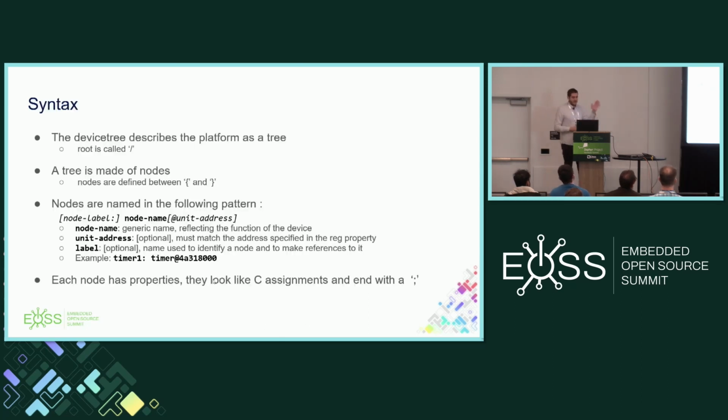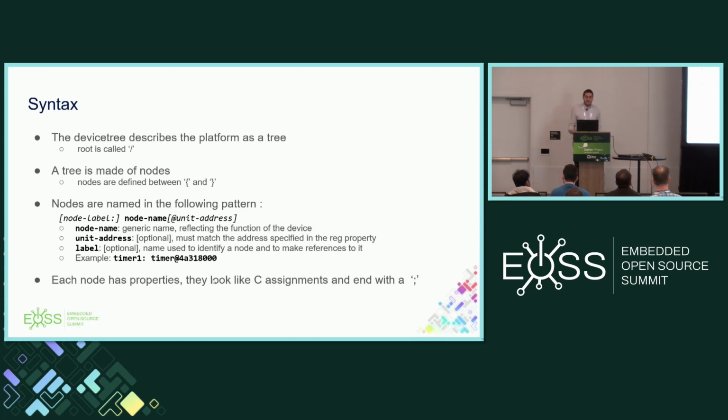So the syntax: everything is described as a tree. You always have the root / and the nodes are named with a special pattern. You have the label, the name, and the address. Everything between two square brackets is optional. The node name is a generic name, so it reflects the function. For example, here we have timer1 timer something. You see the node name is going to be timer, not timer1. So timer1 is the label. And the address is just where it exists, usually when it is memory mapped, the base address for this peripheral.